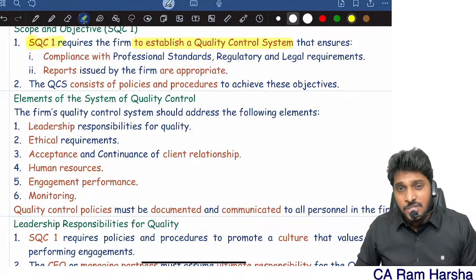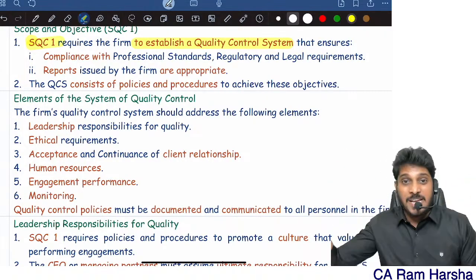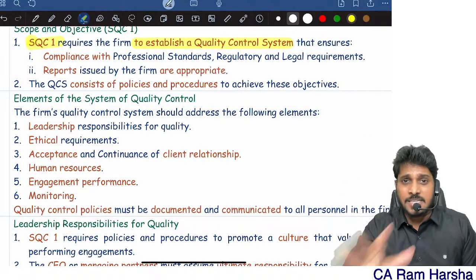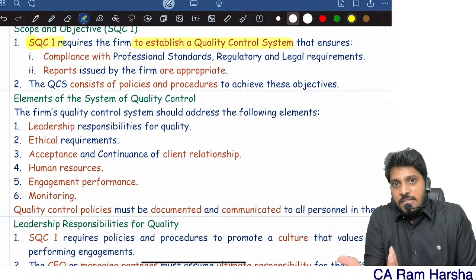Why standardized? To give the same taste, same experience to the customer at any place in the world. Whenever you come and buy the pizza, it will taste exactly the same. 95% accuracy they will achieve. That's quality control, nothing but.